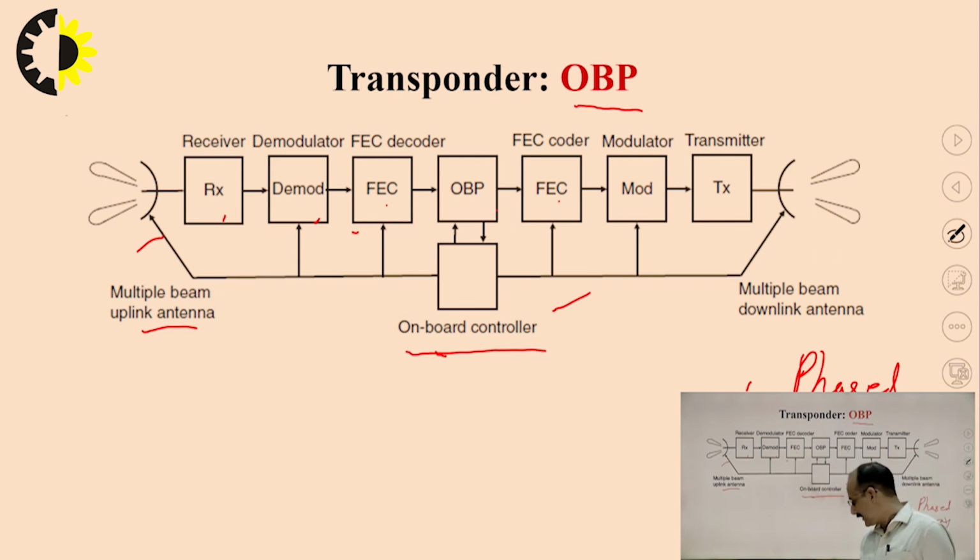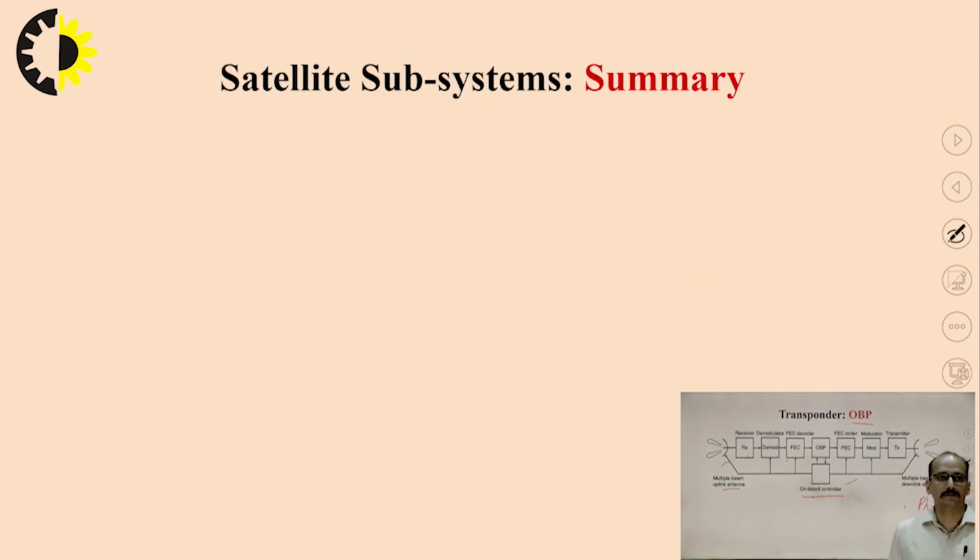You can easily identify one point very clearly: the communication subsystem or transponder is the heart of the satellite. Placing any satellite in orbit is always about the communication part. And this communication part is the smallest unit of a satellite. All other subsystems are just supporting this communication subsystem. That's why it is the most important part of a satellite.